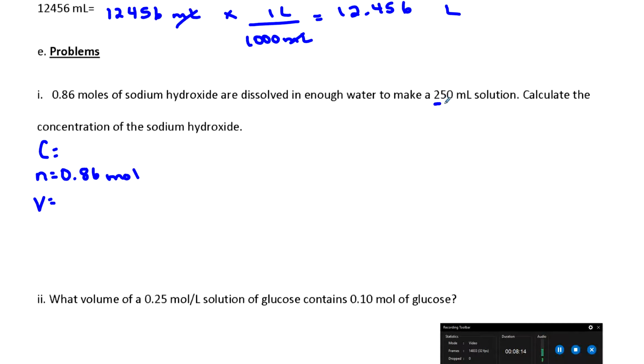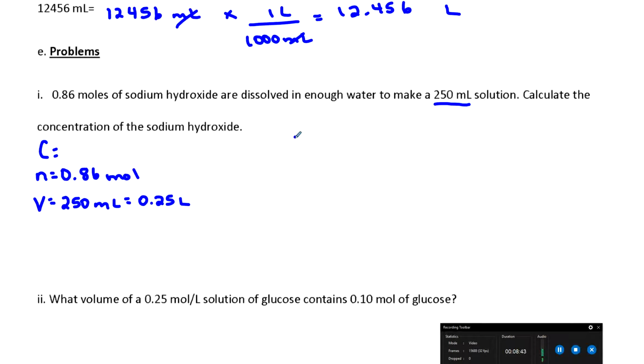Now we always want to pay attention to our volume. Our volume is listed in milliliters, so we want to make sure that's in liters before we go ahead and use our formula. Based on what we just did, we realized over time that as we divided by 1,000, we were shifting our decimal place to the left 3 spots. So what we actually have here is 0.25 liters.